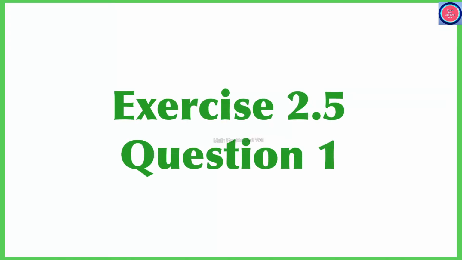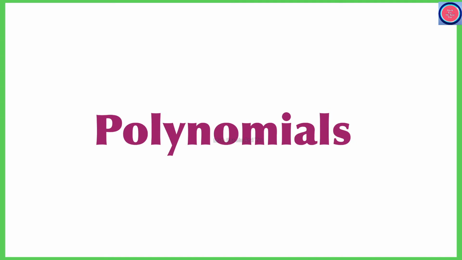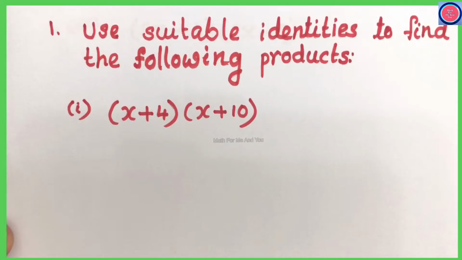In this video we are discussing exercise 2.5 question 1 from the chapter Polynomials. Question 1. Use suitable identities to find the following products. The first one is x plus 4 into x plus 10. We have to find the answer when we multiply x plus 4 with x plus 10.